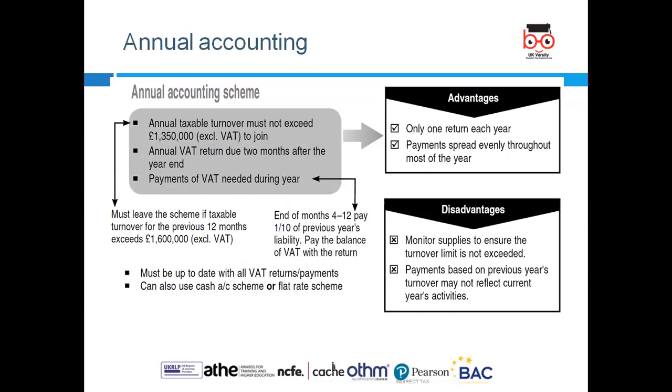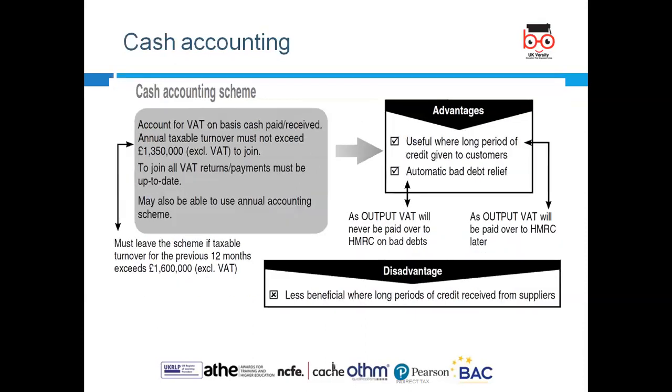Under this scheme, you must leave the scheme if the turnover is over 1.6 million. We can't stay if the turnover increases, so we have to leave the scheme. These are, of course, the advantages and disadvantages of different schemes. We can look at them. Of course, with one return, payments are spread evenly throughout most of the year. The disadvantage is that you have to monitor supplies to ensure the turnover limit is not exceeded, and you have to do it regularly, because otherwise you can't.